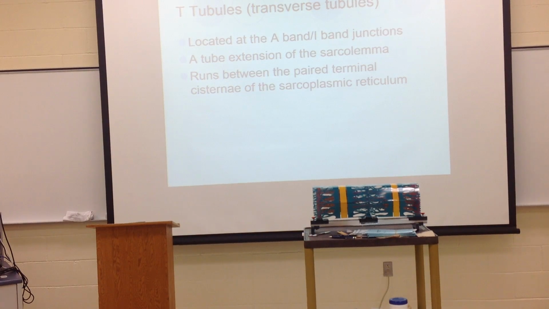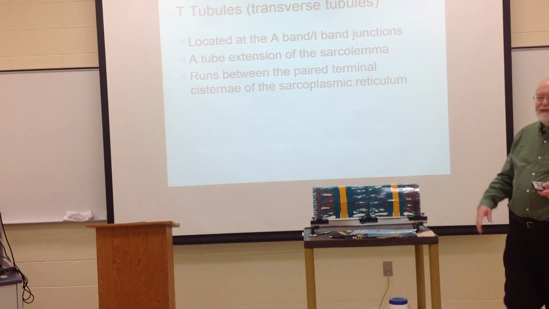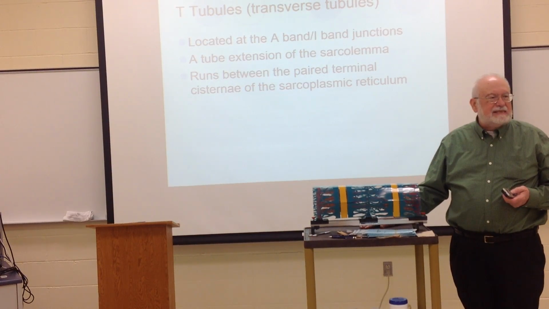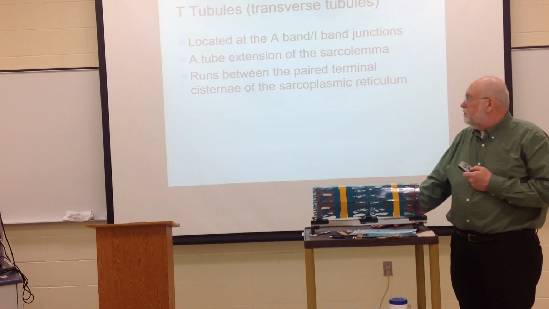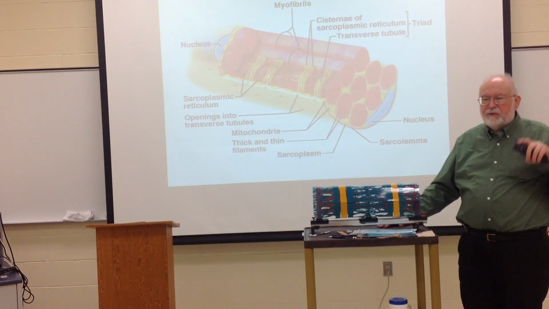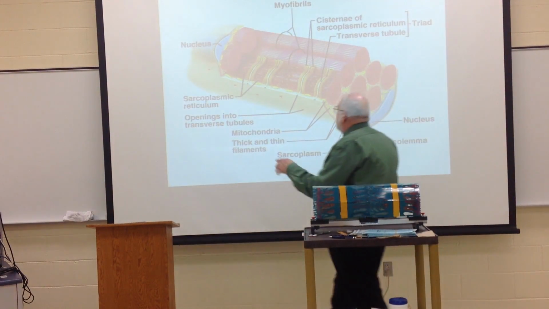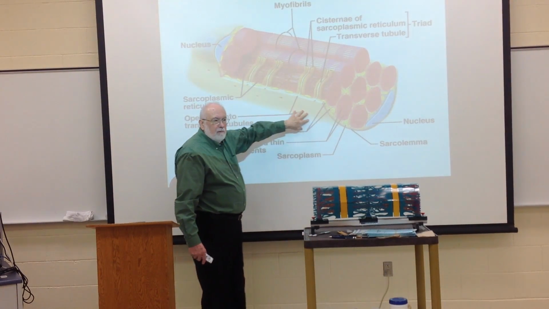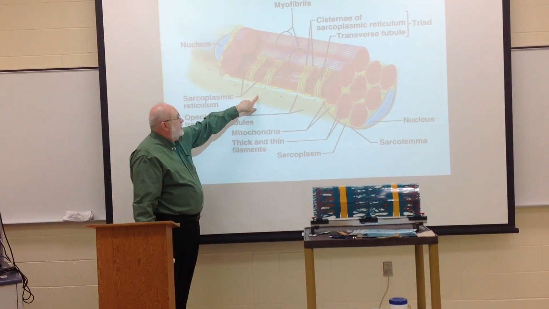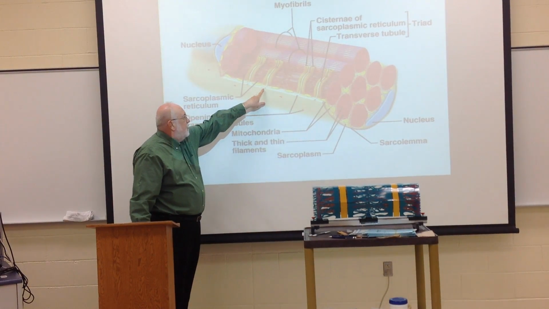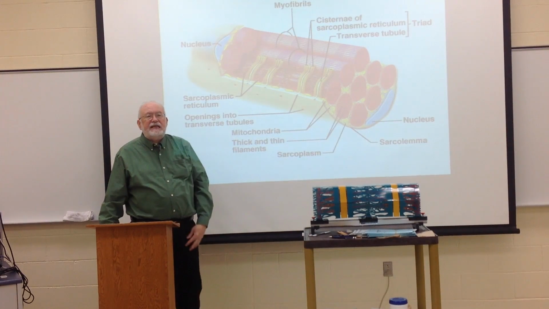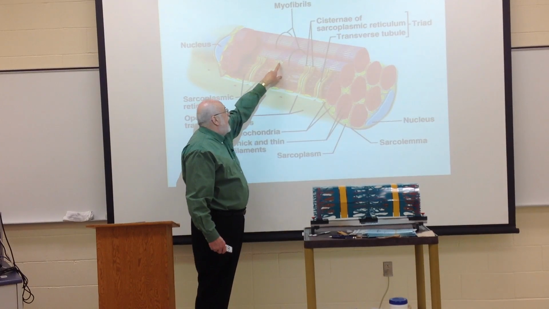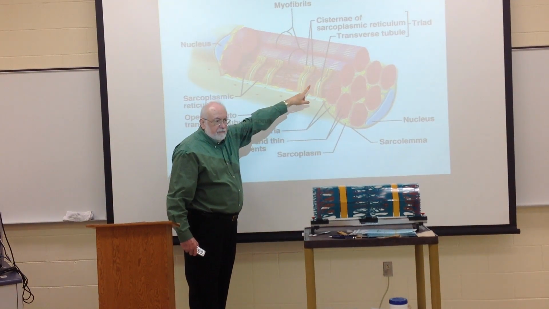Now, why do we need it? Well, this is how we're going to spread the impulse down into the sarcoplasm to get these things to all contract together. All right, so let's take a look at this diagram. And so here we are. Here is the membrane, the sarcolemma. All right, and each of these little holes that you see here, those are the openings of a T-tubule. And here is the T-tubule extending down into the sarcoplasm.